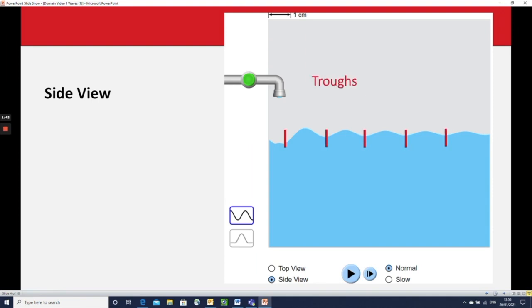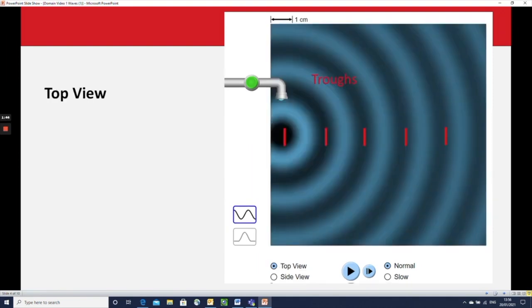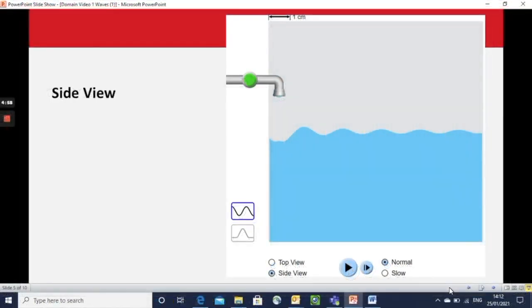We can mark the position of this trough on the screen and of other troughs. If we then change to the top view, we can see that those troughs align with the darker rings that we can see across the reservoir. We can also do this with crests.